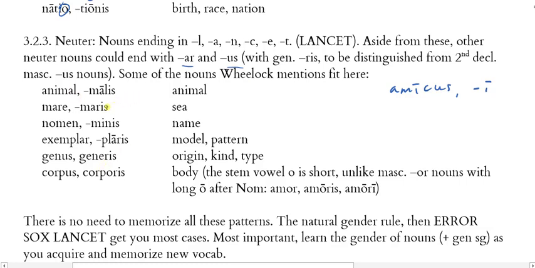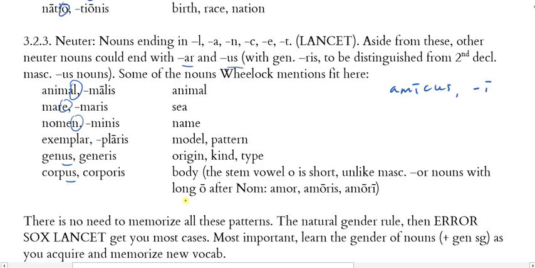Animal, animalis, for animal. Mare, maris, for sea. Nomen, nominis, for name. Exemplar and exemplaris for model or pattern. So you see these: here's the L of lancet, here's the E of lancet, here's the N of lancet. Okay, and then I mentioned -ar here, exemplar, and then genus and generis for origin or type. Here's one of those -us nouns, and corpus and corporis for body.